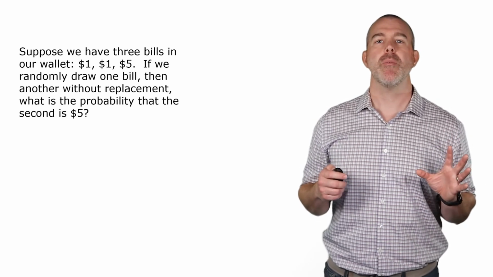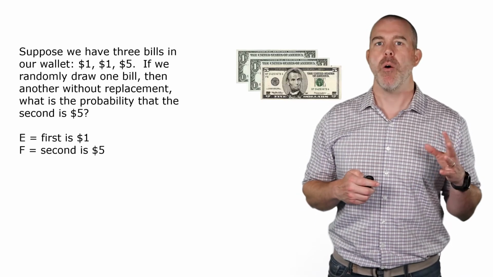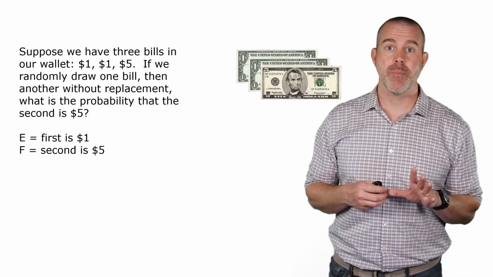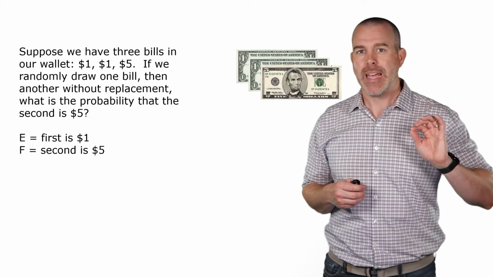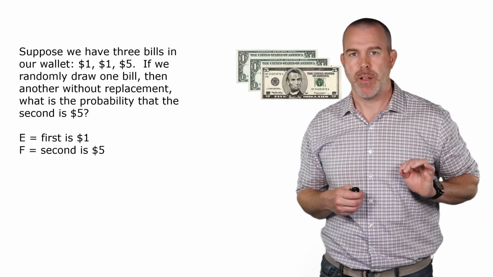All right, I want to build up to another probability rule. We're going to do a theoretical example here. Suppose I have a $1 bill, another $1 bill, and a $5 bill, and I want to look at what is the probability that the second bill drawn is the $5 bill.